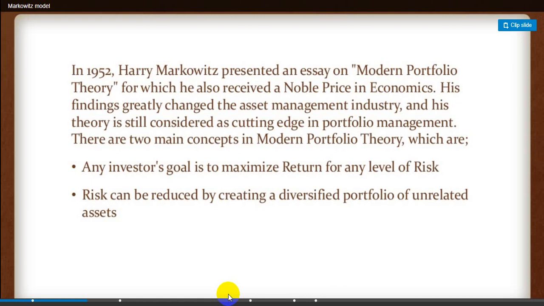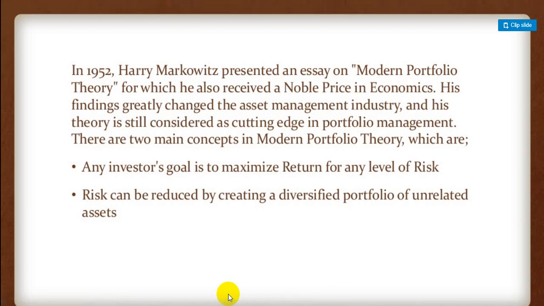So there are two main concepts in modern portfolio theory. An investor's goal is to maximize returns for any level of risk. Risk can be reduced by creating a diversified portfolio of unrelated assets. So for any level of risk, the main goal will be to maximize returns with a less risky asset. And how risk can be reduced is by diversifying your investment in unrelated assets.